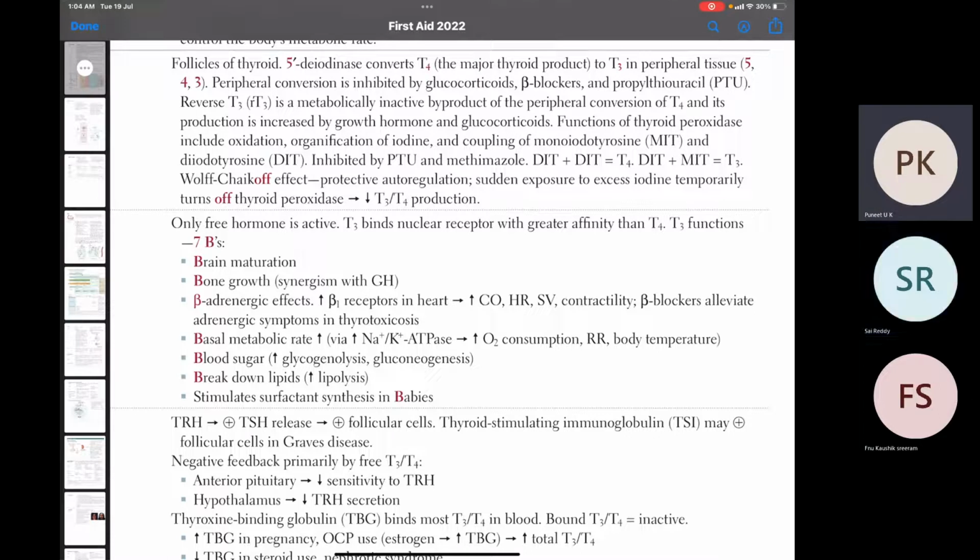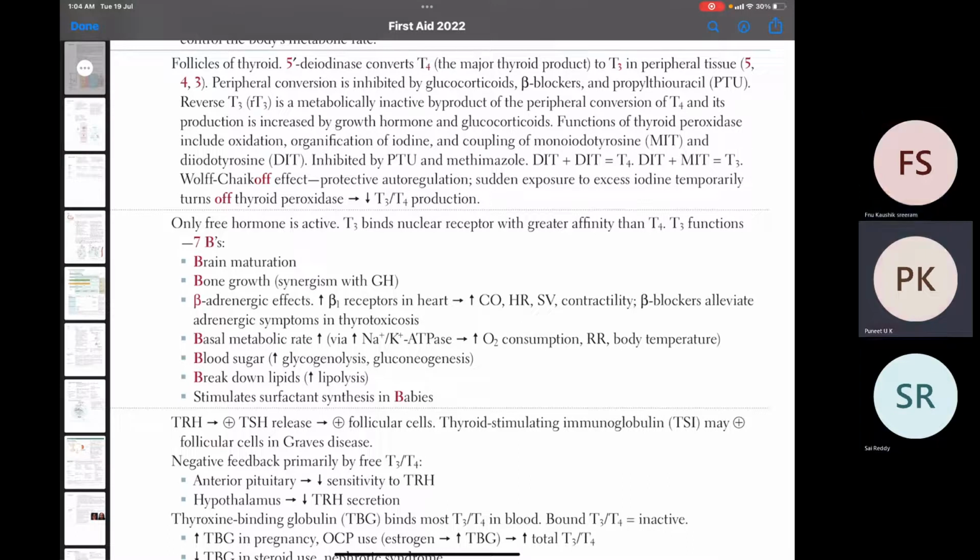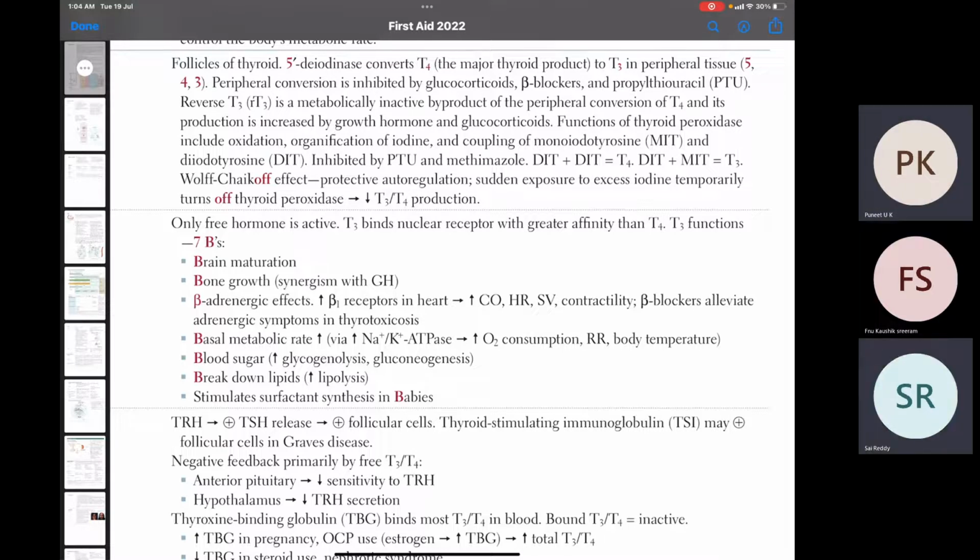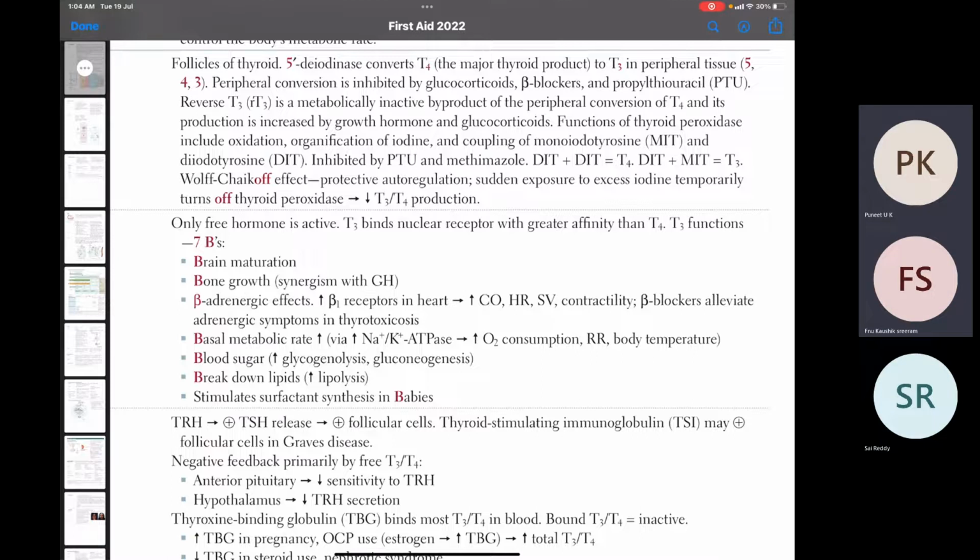T4, just remember, has a longer half-life. So how is that useful for us? It can stay for longer. When we are treating a patient with hypothyroidism, we should look for pharmacological T4 drugs, because it has a longer half-life. Did it make sense? Yes. Excellent.